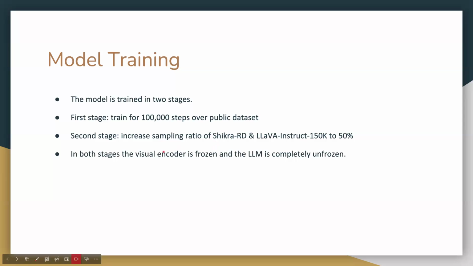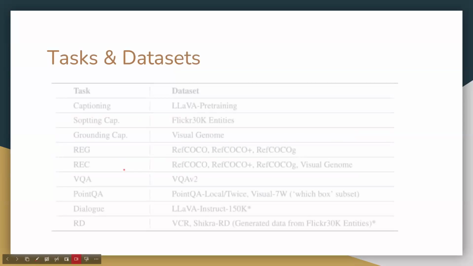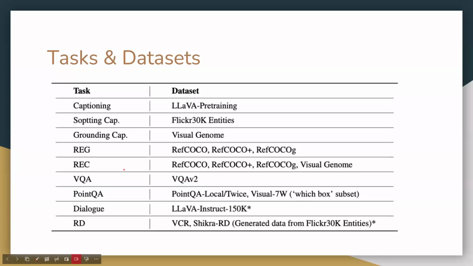And yeah, in both stages, as we talked about before, the ViT model is frozen, and the purpose of this two-stage process is to fine-tune the model to first learn conventional vision language tasks in the first stage, and then to fine-tune it on referential dialogue specific tasks. So yes, here is an overview of the tasks and datasets. The tasks were explained previously, and these are their corresponding datasets. And this asterisk basically means that these datasets were trained on in the second stage.